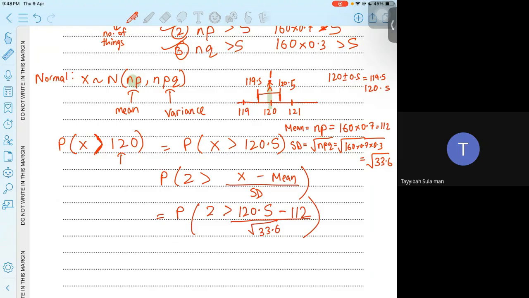For the approximation, in general, if we have greater than or equal to 120, would it be the same as what we're doing right now?